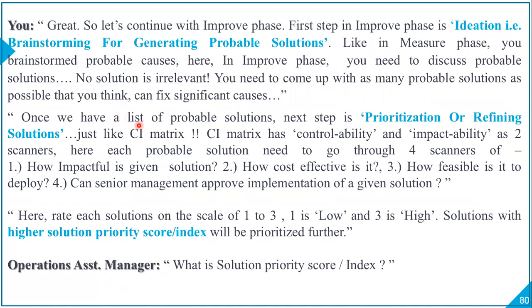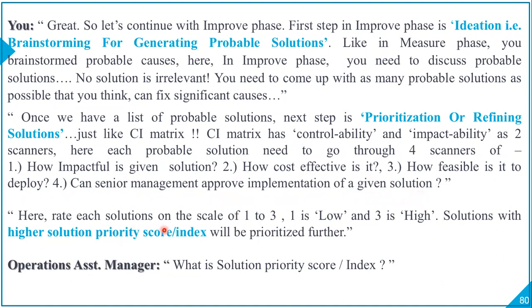Once we have a list of probable solutions, the next step is prioritization or refining solutions, just like the CI matrix in the measure phase. The CI matrix has controllability and impactability as two scanners. Here, each probable solution needs to go through 4 scanners. One, how impactful is the given solution? Second, how cost effective is it? Third, how feasible is the given solution to deploy? And fourth, can senior management approve implementation of the given solution?